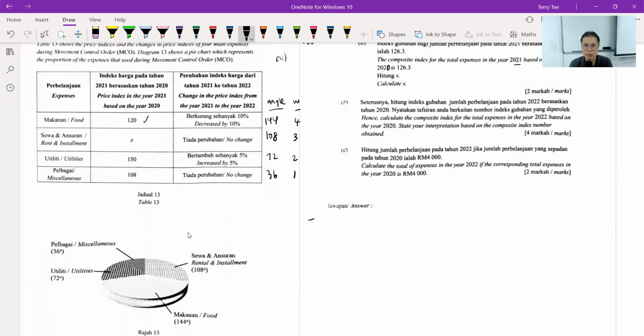So my composite index is given as 126.3. Our job is to find the value of X. So we take the individual price index. We start with 120 times the weightage 4. Your rent X multiplied by 3, so you can write 3X. Utilities 150 times 2. Miscellaneous 108 times 1. Divide by the total. What's your total weightage? It will be 4, 3, 2, 1, and this is 126.3.